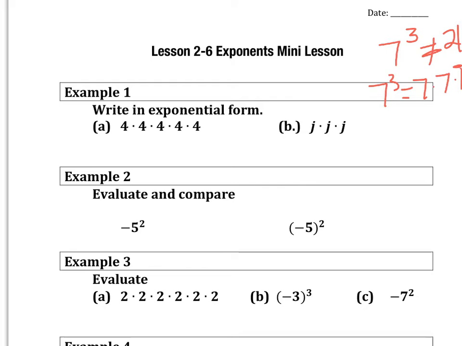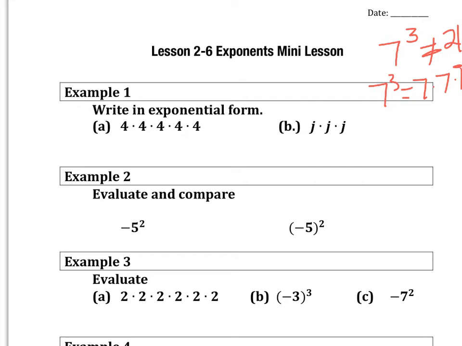You might be thinking multiplication, and it is multiplication, but it's not multiplied by the exponent. The exponent is simply telling you how many times to multiply that base by itself. So in example 1, we're asked to write in exponential form. When you're asked to write something in exponential form, you are identifying first, what is your base, the number being multiplied, and then second, how many times is it being multiplied, which will be your exponent.